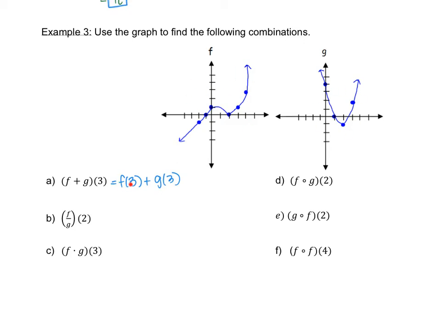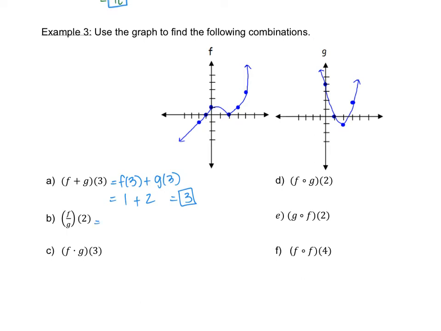So if I go to f of 3, this is my x value. At 3, my y value, or my f of 3, is 1. G of 3, if I go to 3 for g and I go up, it's at 2. Now that I've solved for the y values, I can add these two numbers together, and my answer is actually 3. So that's what we're going to do: find the f and g values separately and then combine them.